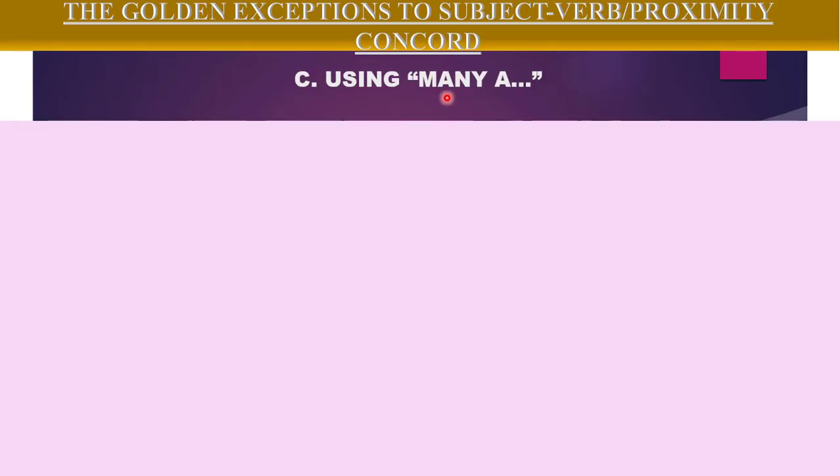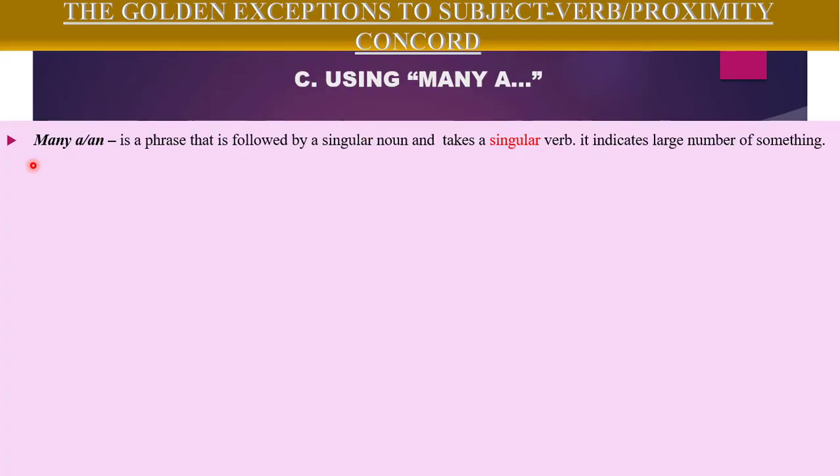What if there is the phrase many a or many an coming in the subject slots? Many a or many an is a phrase and it is followed by a singular noun. This means that it should take a singular verb. So whenever we use many a or many an, you have to select a singular verb. It indicates a large number of something.